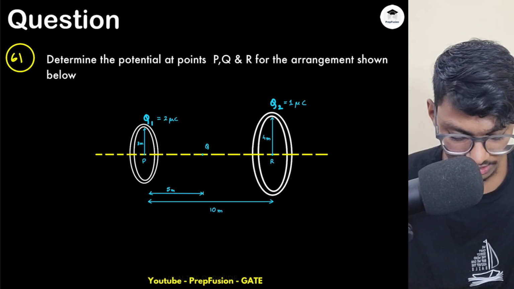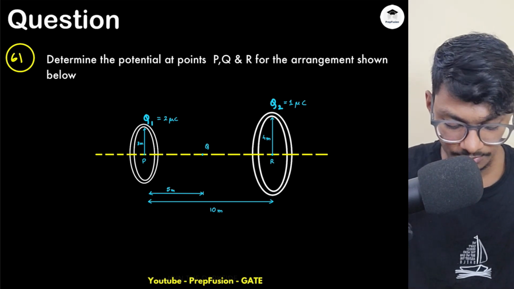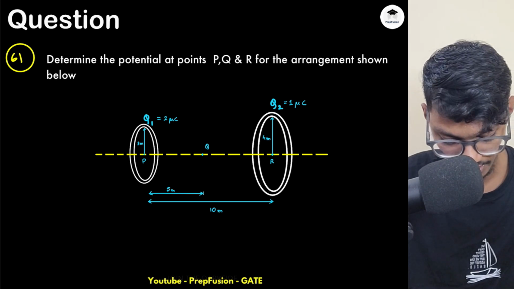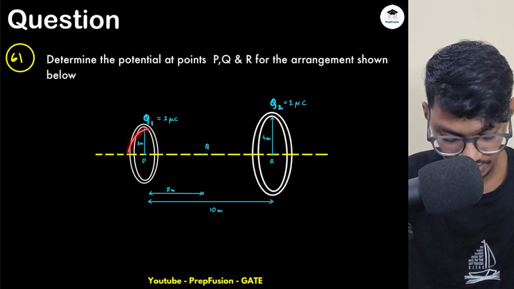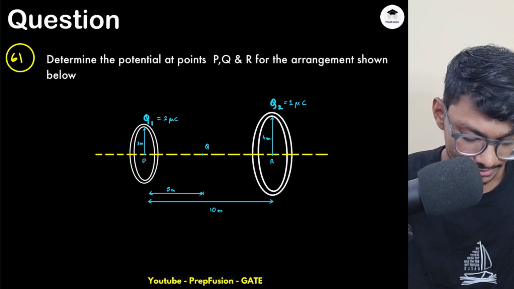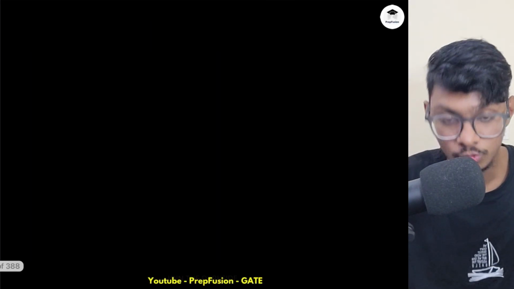Determine the potential. Now let's do this next question. Determine the potential at points P, Q, R for the arrangement shown. So we have P, Q and R. We have these two rings, and we have to determine the potential at points P, Q and R. So I know the formula, right? What is the formula due to a ring charge?